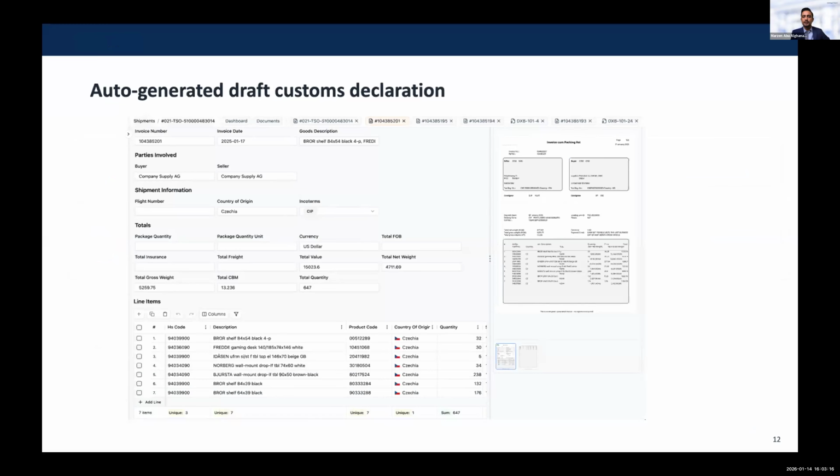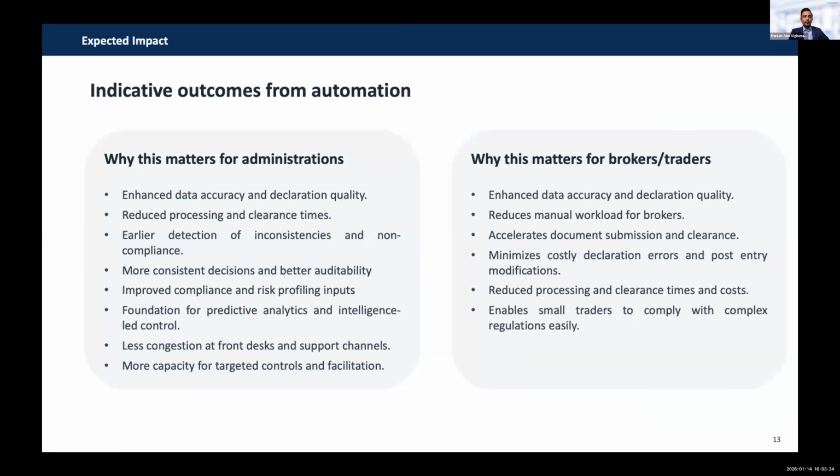This is a screenshot as well of an automated, auto-generated draft customs declaration. As you can see, it will extract all the information from the invoice, and it will fill out all the necessary fields with the quantities, units of measure, the prices and the country of origin, etc. And it will give you the right HS code or the proposed HS code for each line item in the invoice. So I won't bother you with the benefits. It's very clear, the benefits for everyone.